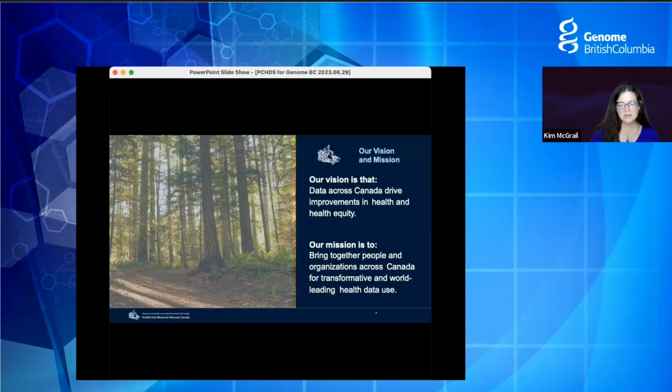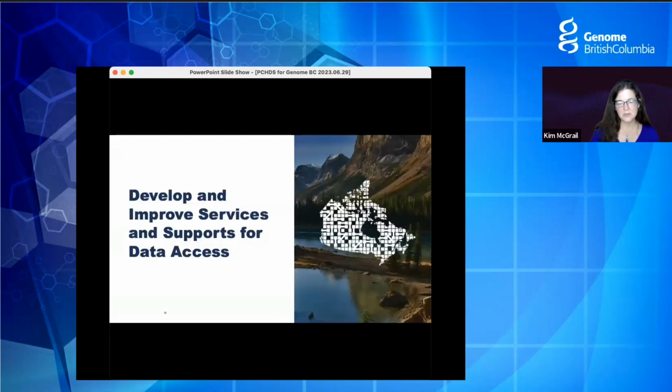So our mission, to achieve the piece that we can really push forward, is to bring people and organizations together from across the country and to support transformative and world-leading health data use. So we don't have a research agenda ourselves within HDR Canada. We're very much about supporting researchers, making things possible that have yet to be possible today, and providing services so that researchers can spend more time actually doing the research that they want to, and the more ambitious aspects of that. So we have 5 objectives.